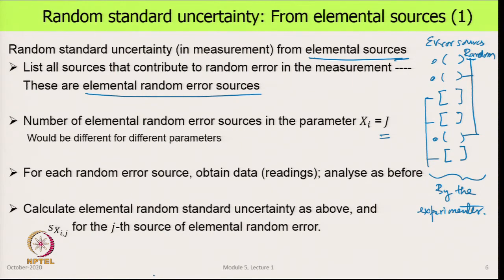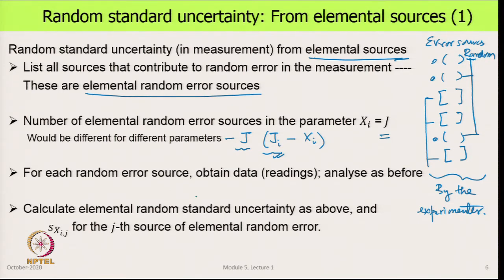So, for different parameters we could have different numbers of random error sources, which means that j would technically be j i, which is for variable x i, and like that. For simplicity, instead of j i I have just kept it as j. Rigorously, this is what should have been done.